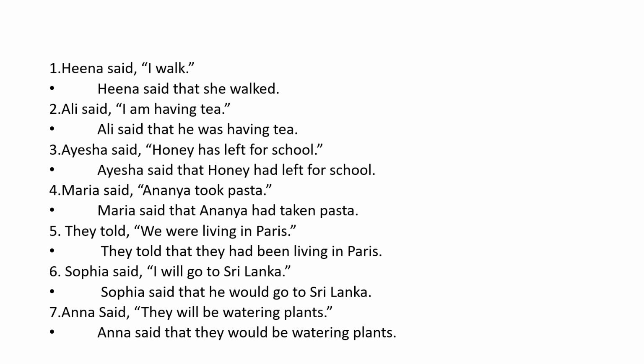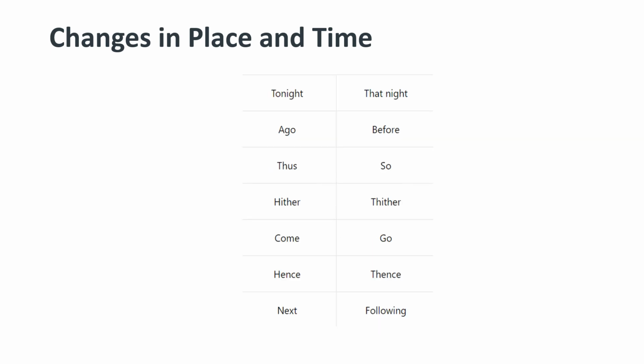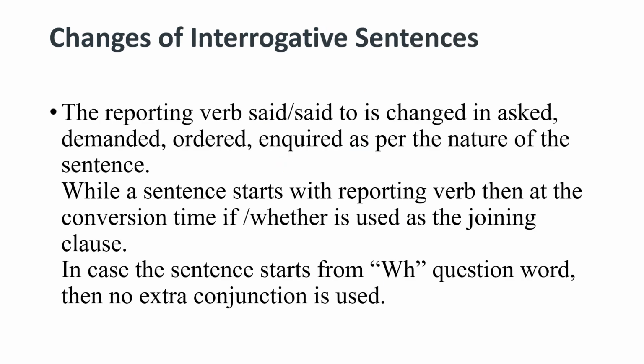So the tenses which we discussed earlier in the previous slide, one by one we have changed them accordingly. Changes in place and time would also be different for direct and indirect speech. As you can see, now will be changed into then, here into there, today into that day, tomorrow into the next day, last week into the previous week, and this into that. Tonight will be changed into that night; ago into before; thus into so; hither, thither; come and go; hence and thence; next and following.